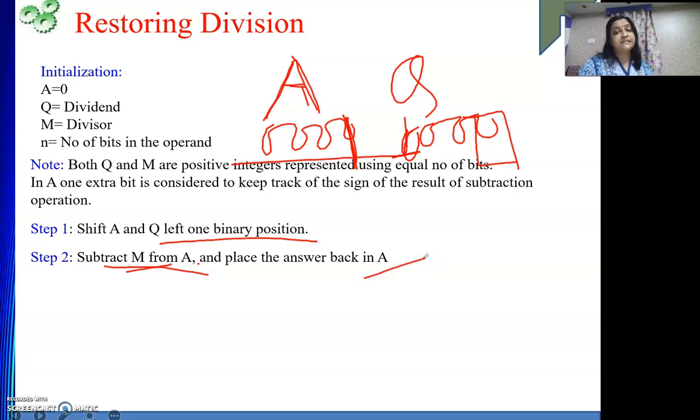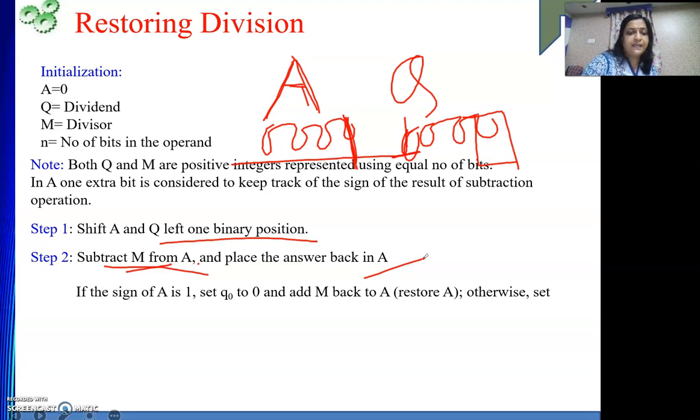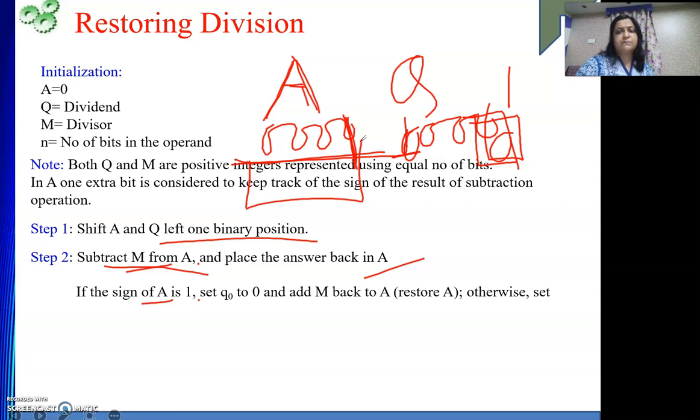Then we'll see the sign of the result. If the sign of A is 1, we'll set that one particular bit, Q naught, to 0, because the result is a negative quantity. So the quotient contributed will be 0, and this is fine. Else, we'll set the quotient bit to 1, which means the result is positive. And whenever we get a negative result, we will nullify the operation. After subtraction, the result is a negative value.